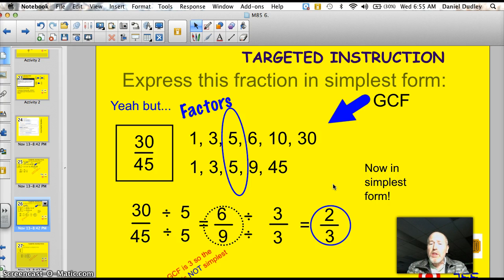The most important thing is to look at your fraction after you've done some division and ask yourself, is it now in simplest form? As long as you do that, it doesn't matter which method you use, or if you use a combination of the two methods, it's still going to work out.